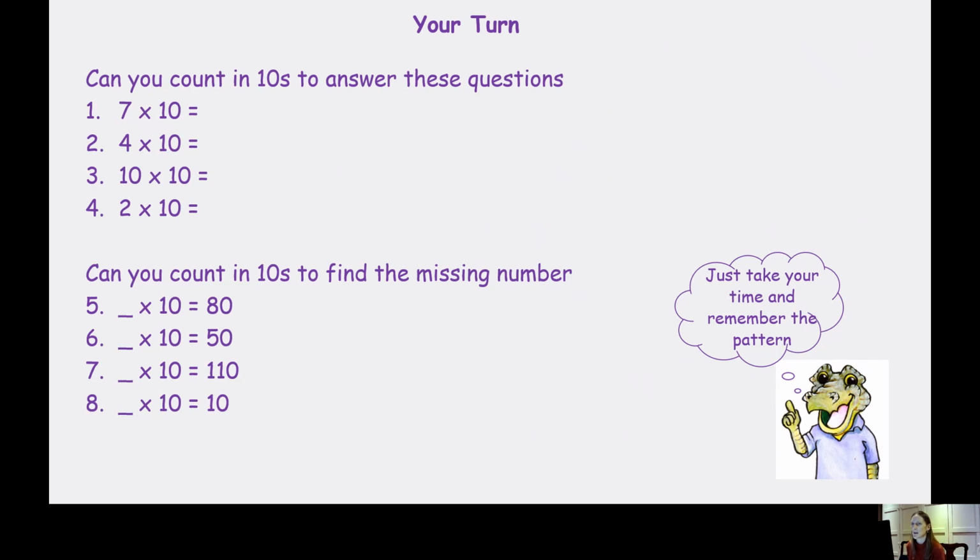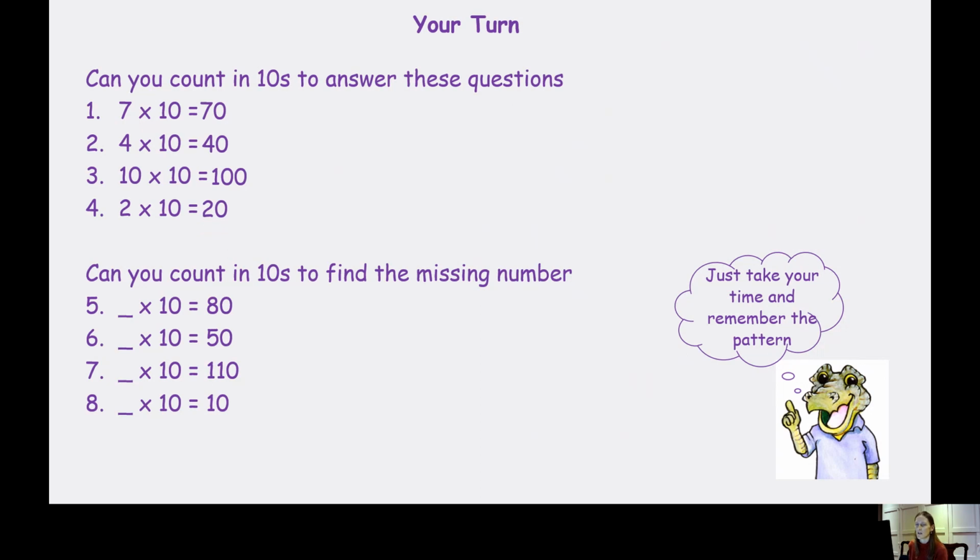Okay, how have you got on? Should we have a look at your answers? So first of all, 7 times 10, well, that's equal to 70. 4 times 10 is equal to 40. 10 times 10 is equal to 100. 2 times 10 is equal to 20.